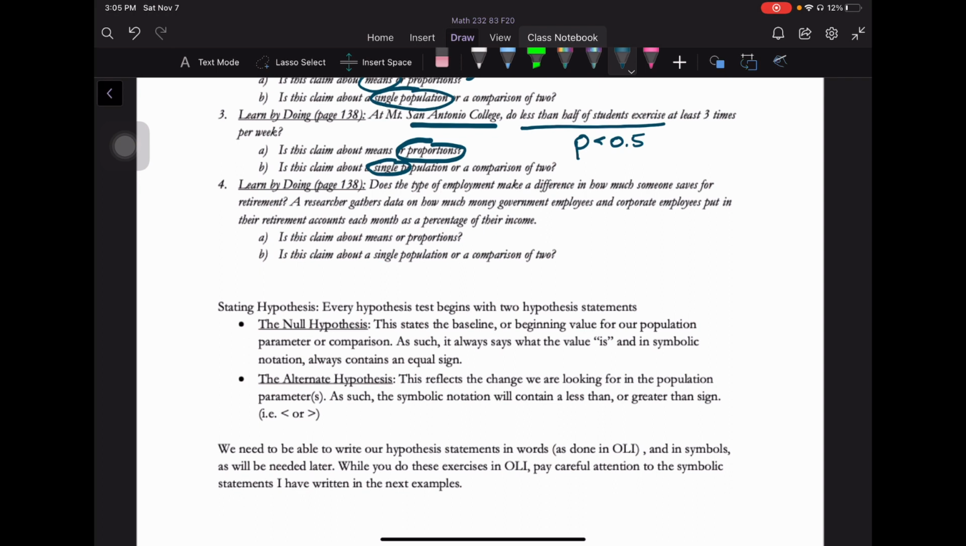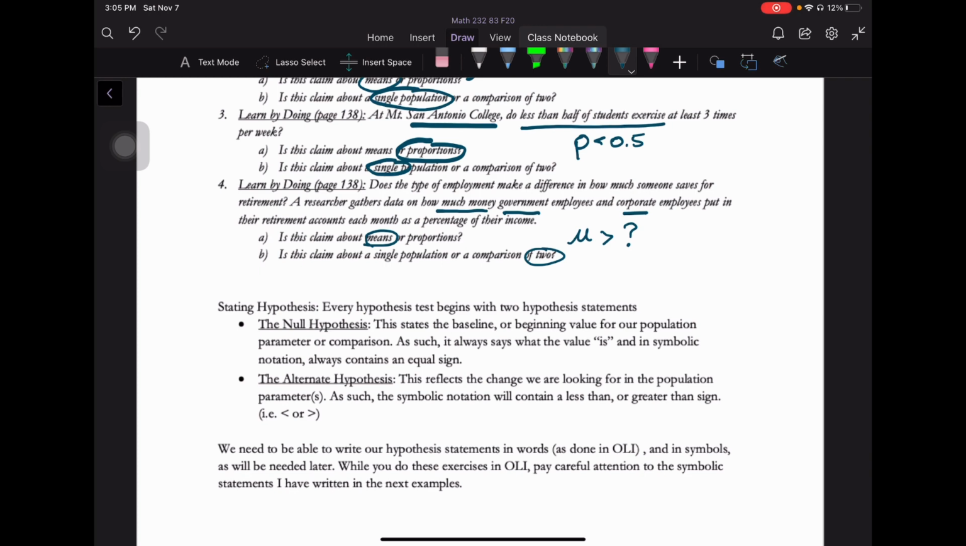And lastly, learn by doing number 4. Does the type of employment make a difference in how someone saves for retirement? A researcher gathers data on how much government employees and corporate employees put into their retirement each month as a percentage of their income. We are talking about means here, and these government and corporate employees, which means we're talking about two populations.